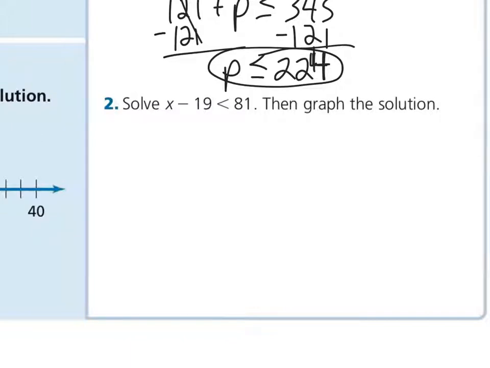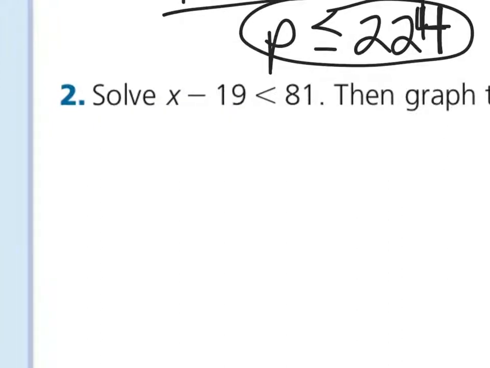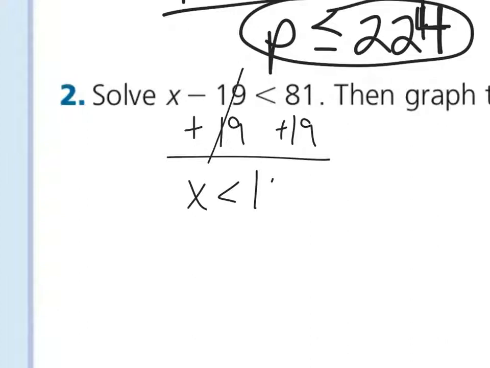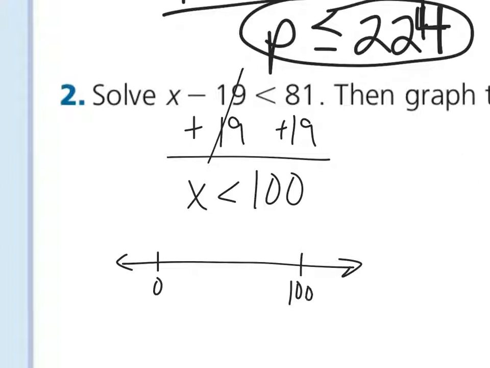So you can see to get the X by itself, they're subtracting, which means we need to add 19 on both sides of the inequality. And when we do that, X is less than 100. When you graph this, if you want to go by 50s here or something, obviously I don't expect you to go by 1s all the way to 100. Less than 100, it's just less than, so it would be an open circle, and then going towards the left, and then put an arrow on the end of that.